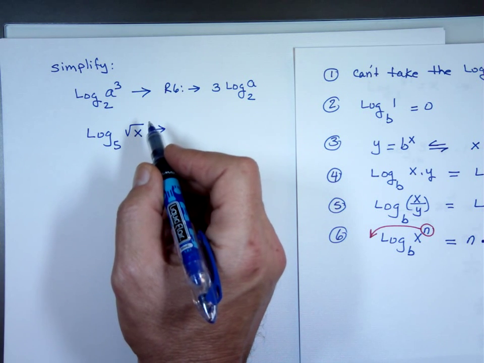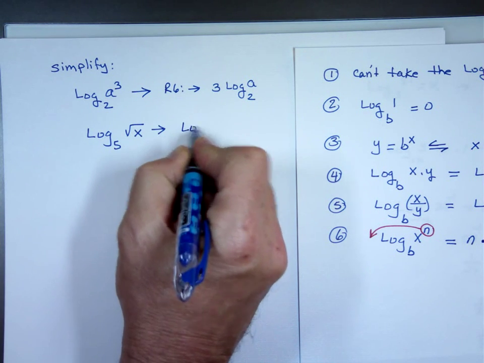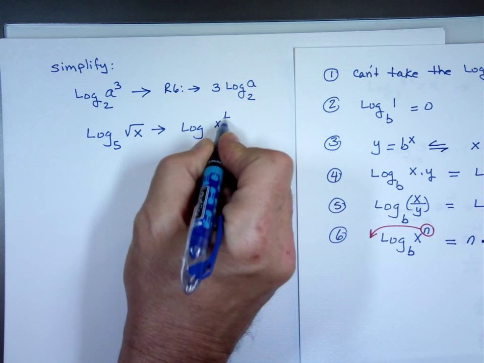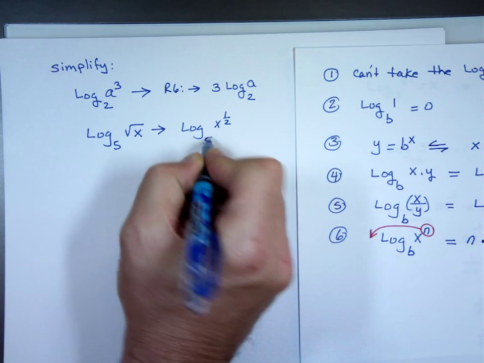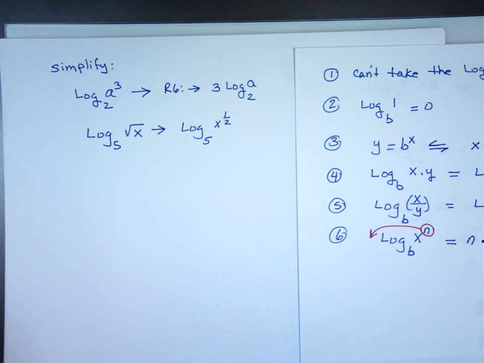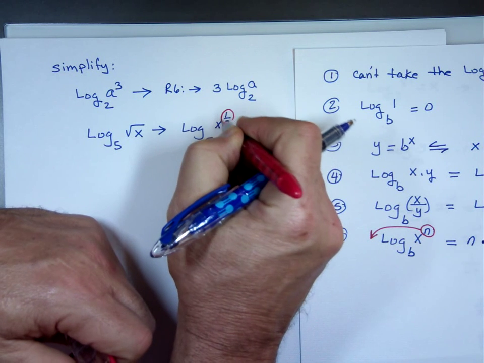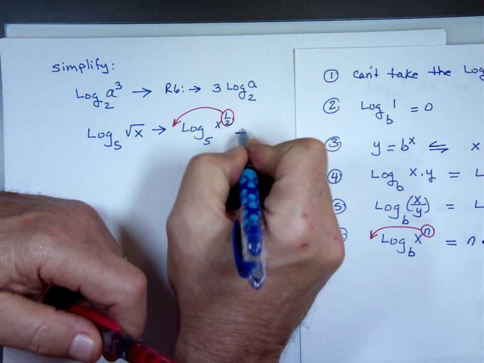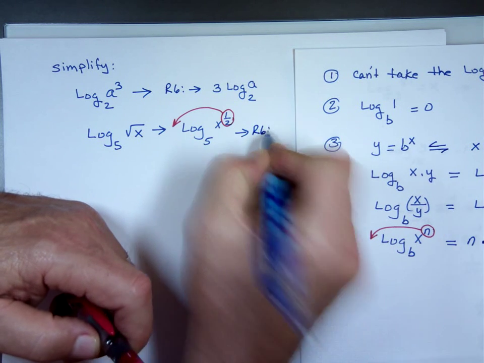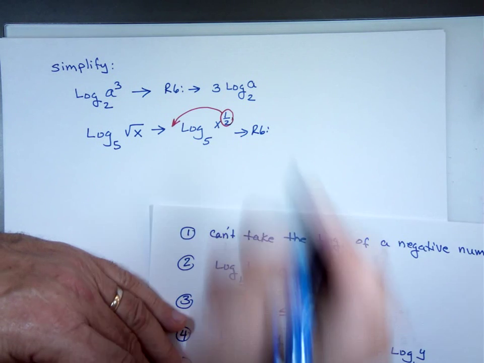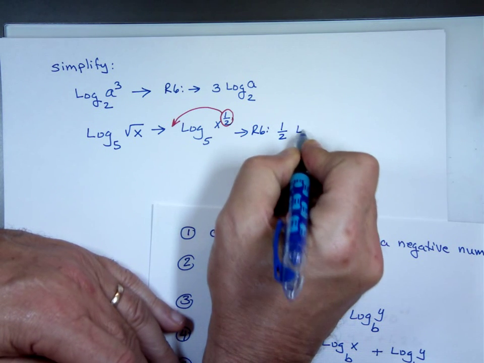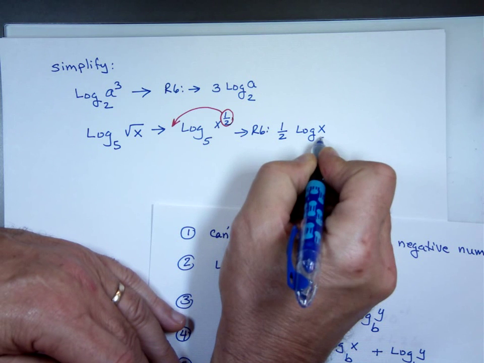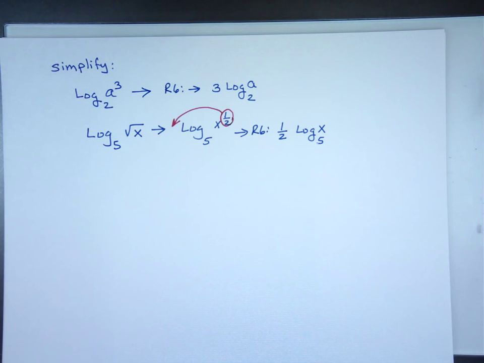Because this can be written x to the 1/2. I was looking for that. Base 5. Square root means the power of 1/2. Now take rule number 6. Yes, it is 6. And move the 1/2 to the front. So when I ask you the question, usually I don't mean like, no, you're wrong. I just want to know what you were thinking. 1/2 log x base 5. Let's try another one.